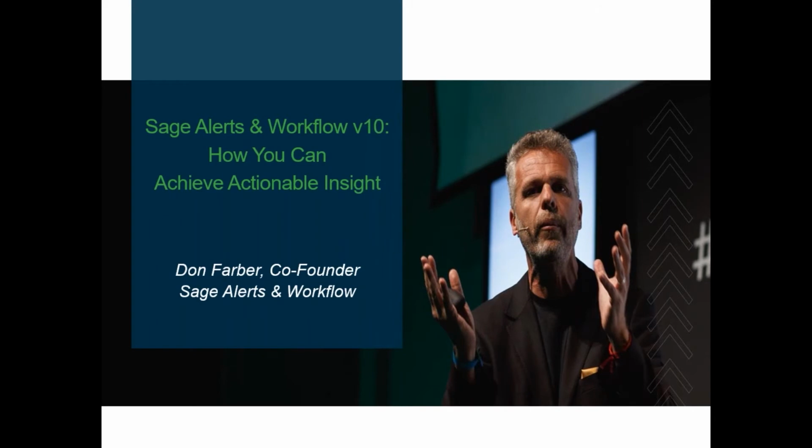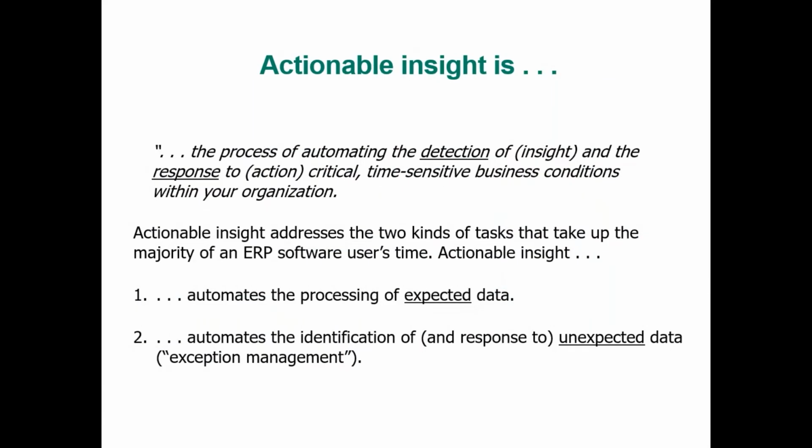And I'd like to welcome you to this presentation on Sage Alerts and Workflow version 10, how you can achieve actionable insight. Let's begin with a definition. Actionable insight is the process of automating the detection of and the response to critical, time-sensitive business conditions within your organization. Actionable insight addresses the two kinds of tasks that take up the majority of an ERP software user's time. Actionable insight automates the processing of expected data, while it also automates the identification of and response to unexpected data, also known as exception management.